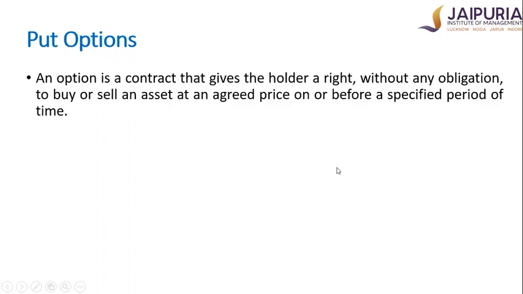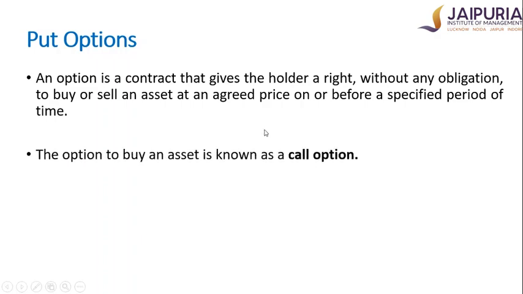As discussed in the previous session, an option is a contract that gives the holder, if you're an option buyer, a choice that you can either buy a particular asset or sell a particular asset at an agreed price. And therefore, there can be two types of option. If a buyer buys an option in which he has a right to buy an asset, that is called a call option, which we discussed in the previous session.